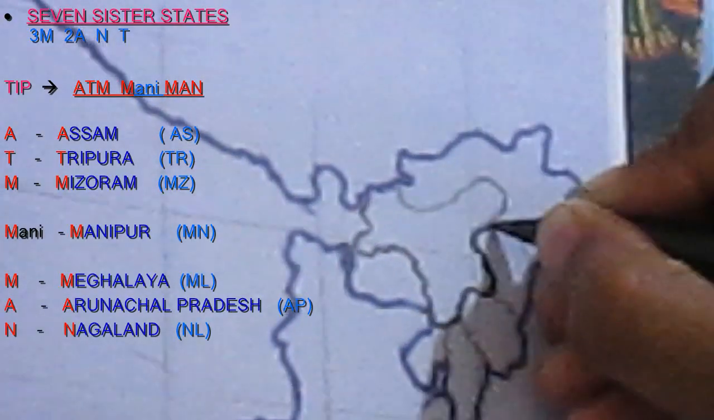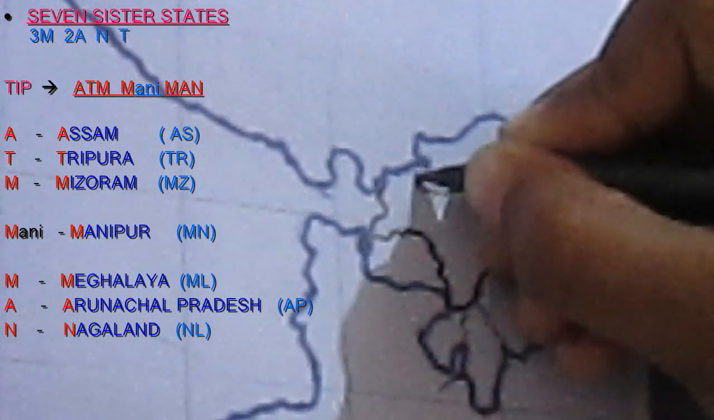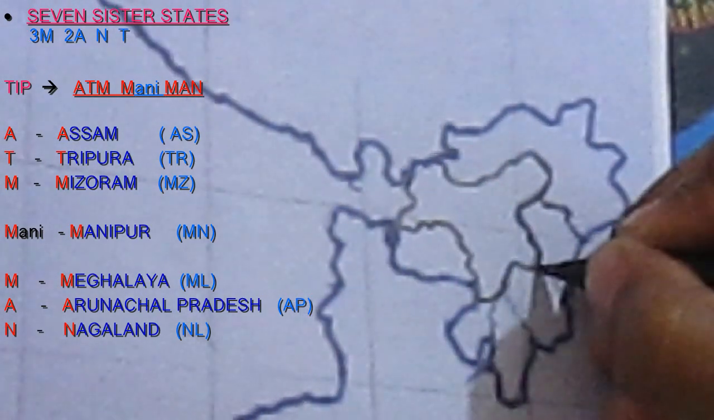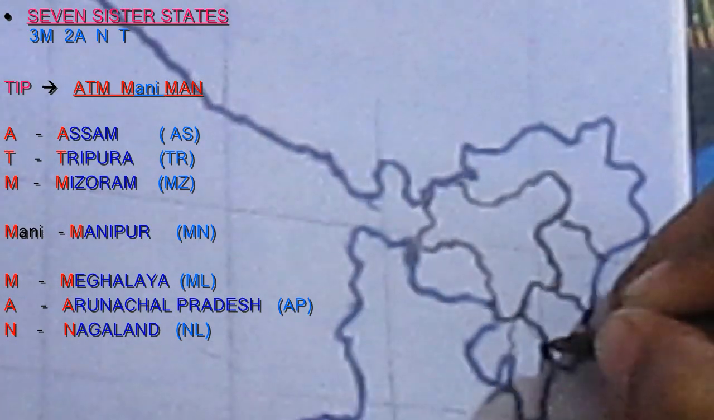For remembering the names of these states, I use a tip, that is ATM Money Man. ATM means Assam, Tripura, Mizoram. Money means Manipur. Man means Meghalaya, Arunachal Pradesh, Nagaland.